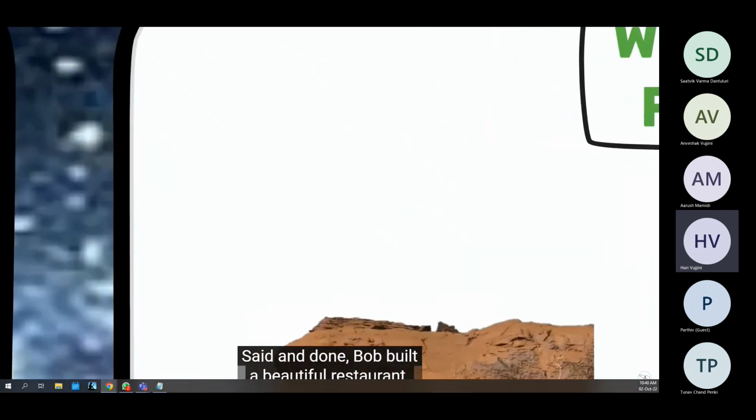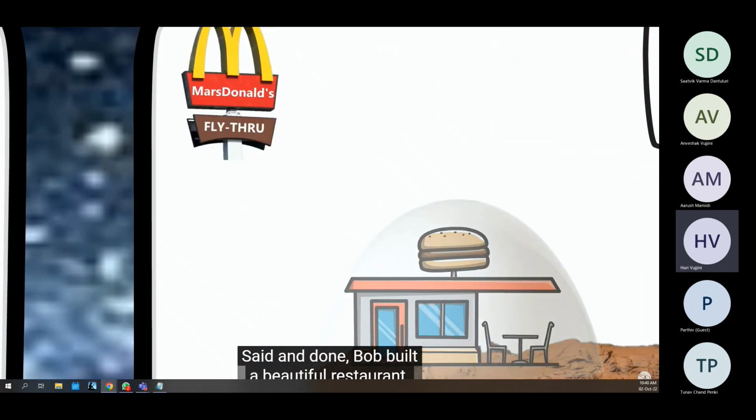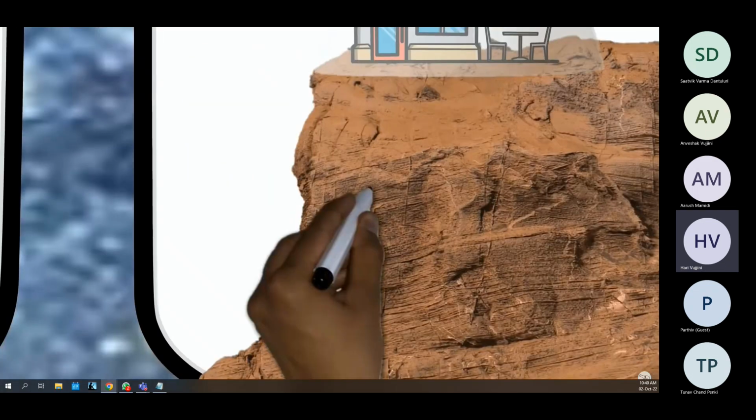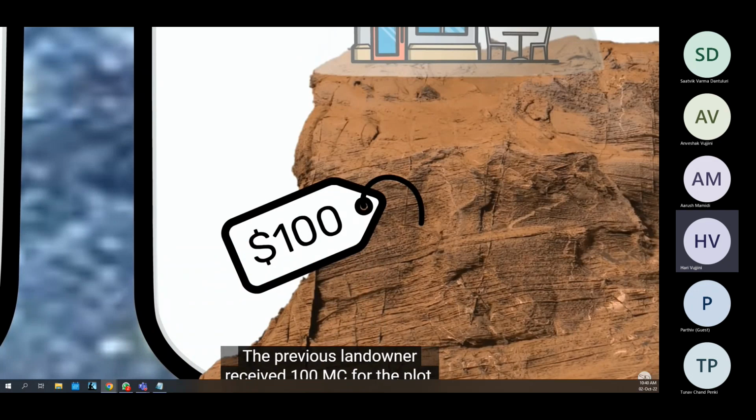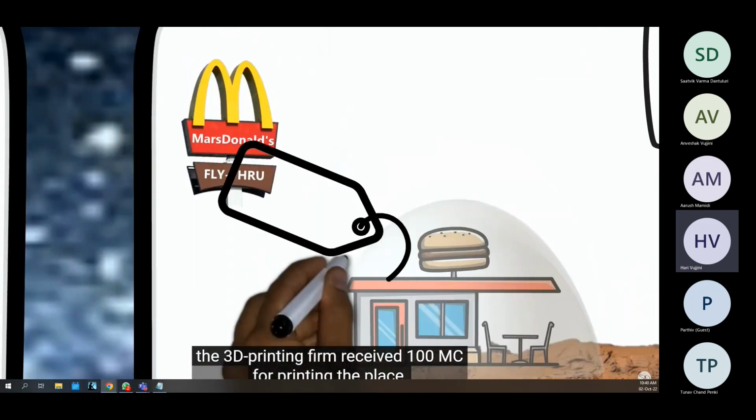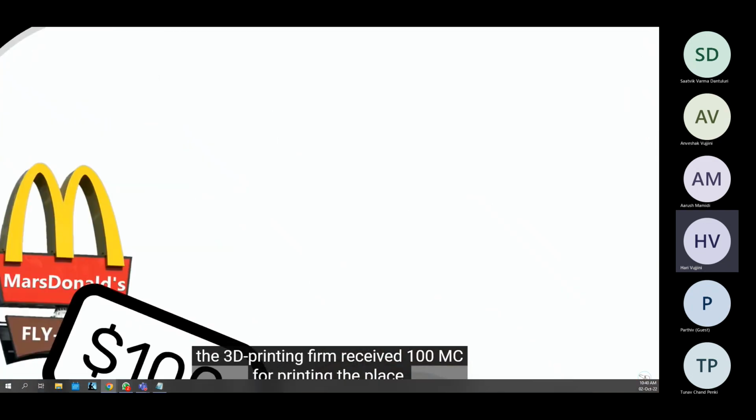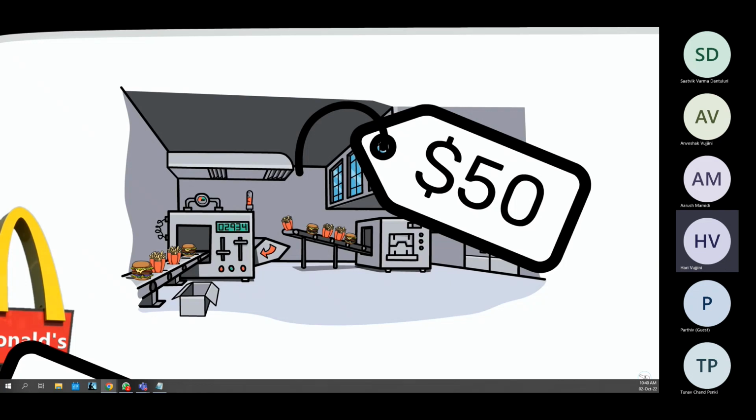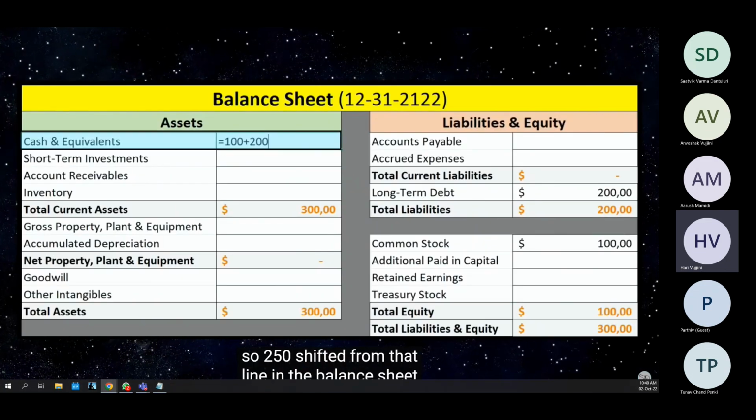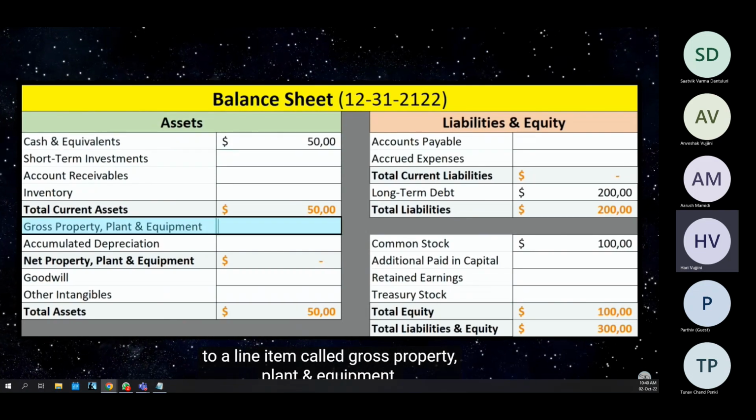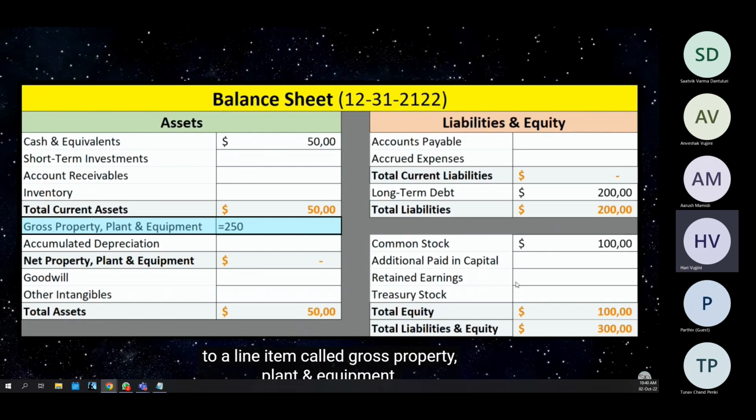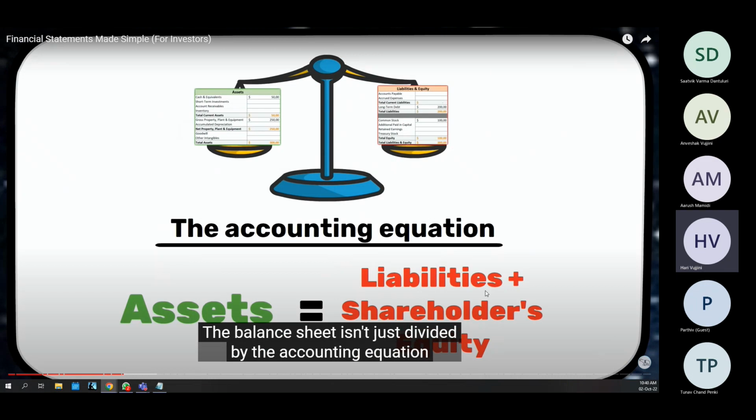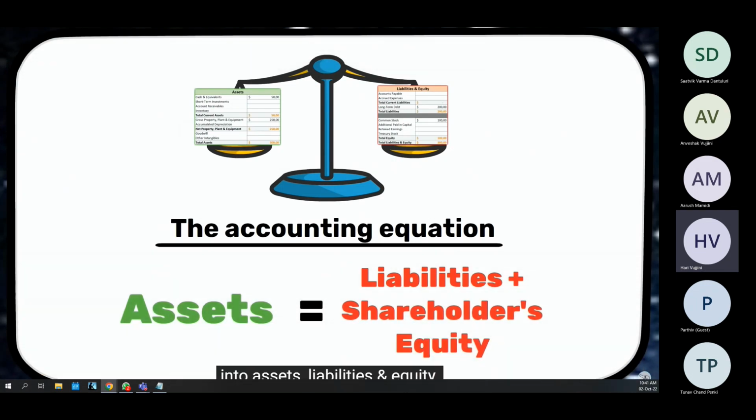Said and done. Bob built a beautiful restaurant. For this, he paid a total of 250 MC. The previous landowner received 100 MC for the plot. The 3D printing firm also received 100 MC for printing the place, and then he purchased robot kitchen equipment for 50 MC. Bob paid in cash, so 250 shifted from that line in the balance sheet to a line item called gross property, plant and equipment, which belongs to the long-term assets. The balance sheet isn't just divided by the accounting equation into assets, liabilities, and equity.